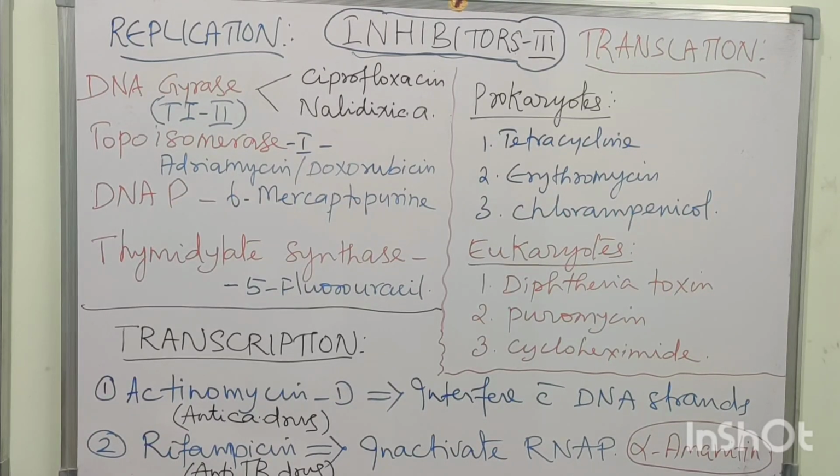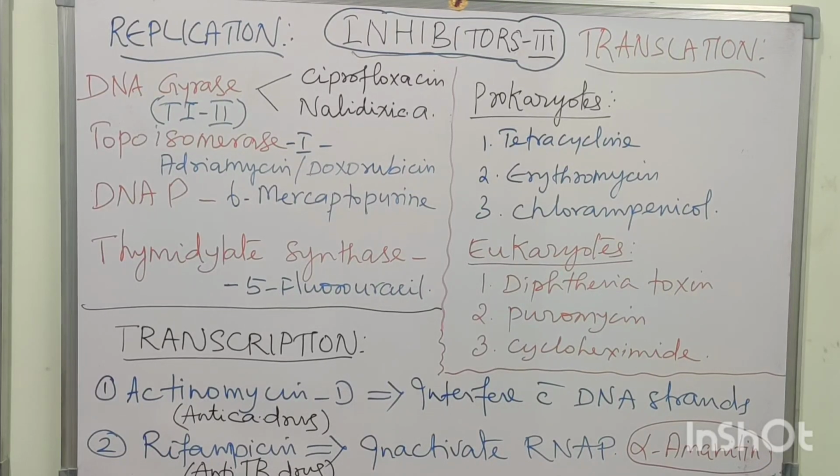The inhibitors are either antibacterial drugs or anticancer drugs. Usually in molecular biology, these three reactions are always affected by antibacterial agents and anticancer agents. You have to mention one or two examples for all the enzyme inhibitors. Here the topoisomerase 2 inhibitors are ciprofloxacin and nalidixic acid.